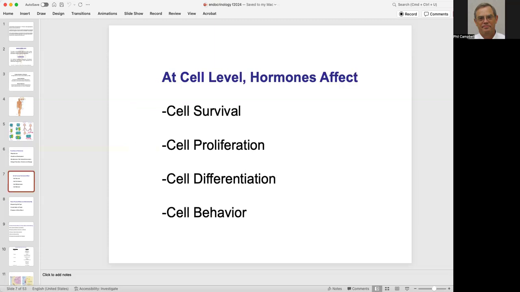Now, the thing to remember is this. Where do these controls take place? All of the controls start at the cell level. So what we're talking about is a cell level effect. What does that mean? Even though, for instance, let's say I'm going to stimulate your heart rate, we're talking about a heart comprised of millions and millions of cells and very complex anatomy. However, controlling that has to begin at the cell level.